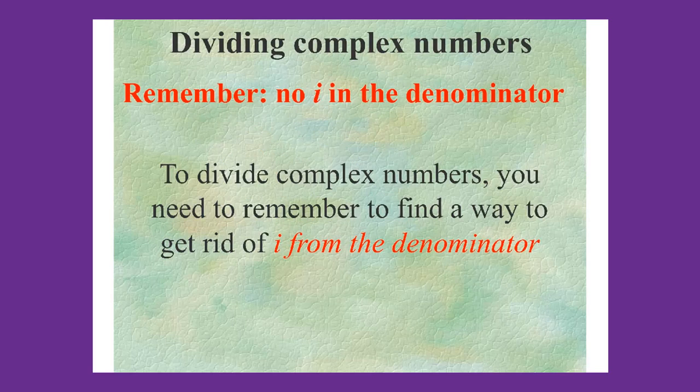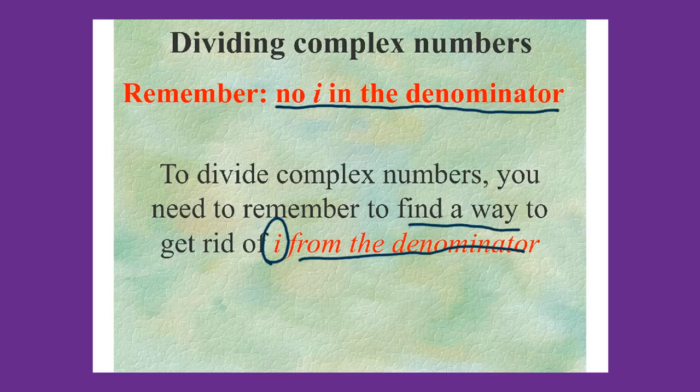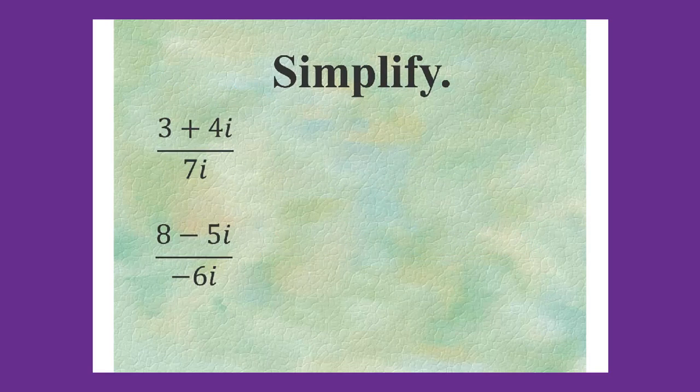For dividing complex numbers, remember, no i in the denominator. So when you divide complex numbers, you make sure you find a way to get rid of i from the denominator. For example, 3 plus 4i over 7i. In the denominator, you have i. How to get rid of this i? We know i squared equals -1. Therefore, I can multiply by i in the denominator. Then on the top, I will do the same thing, multiply by i.